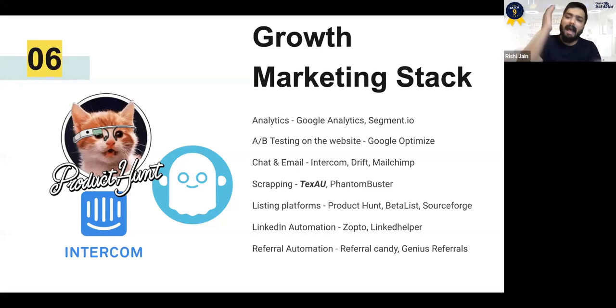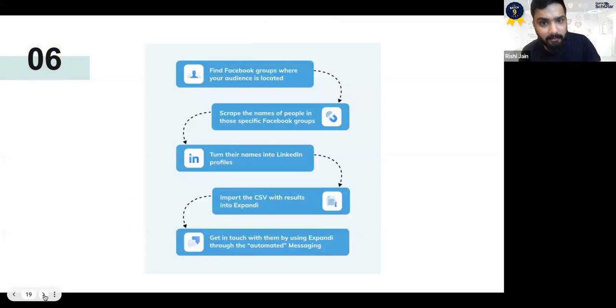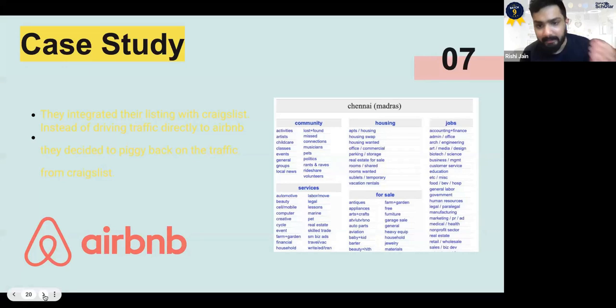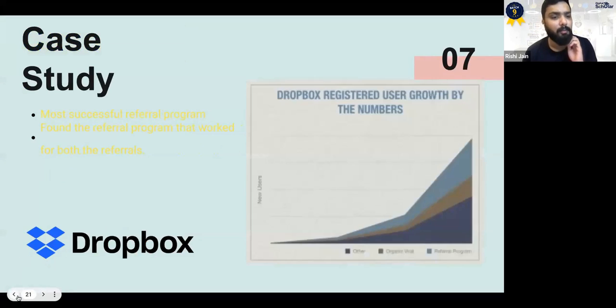It's not just about ads and conversion. There is a huge set of other things that you can do as a marketer to get better at whatever you are doing. So this was all about this. Yeah, I think, okay, a few more case studies.